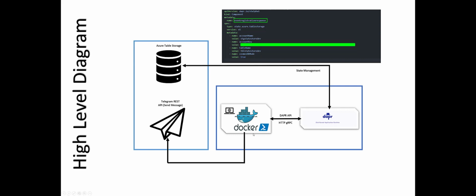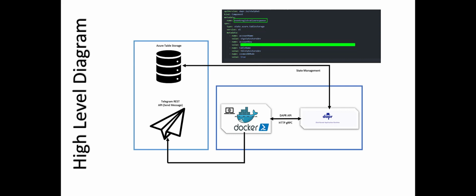You can see the application is going to communicate with a Dapr sidecar, okay? The communication happens through the Dapr API, and Dapr implements both HTTP and gRPC, where gRPC is for low latency local calls.